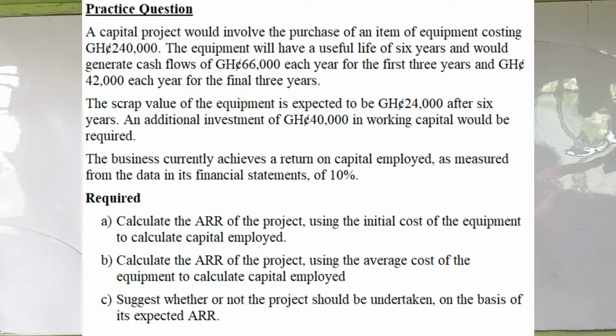The business currently achieves a return on capital employed as measured from the data in this financial statement of 10%. So that is the return on capital employed that they have from the financial statement, 10%. Required. A. Calculate the ARR of the project using the initial cost of equipment to calculate the capital employed. B. Calculate the ARR of the project using the average cost of the equipment to calculate the capital employed. And then C. Suggest whether or not the project should be undertaken on the basis of its expected ARR.